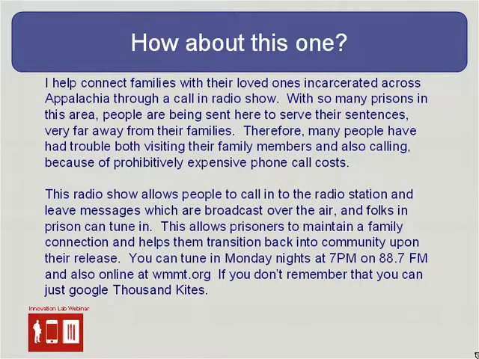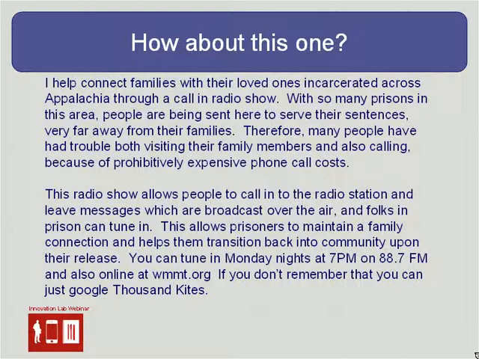I help connect families with their loved ones incarcerated across Appalachia through a call-in radio show. There's so many prisons in this area, and people are being sent here from all over to serve their sentences, and they're really far away from their families. Therefore, it makes it really hard for people to visit their family members, their husbands, their children, their siblings. And also, it's really hard to call because the phone calls are prohibitively expensive.